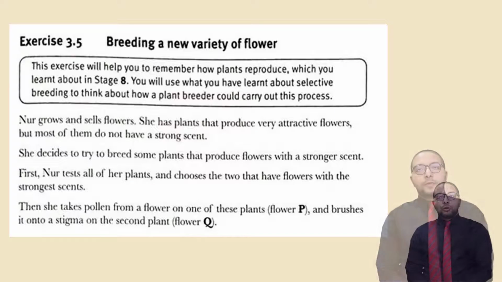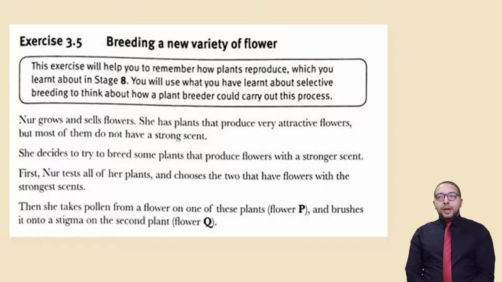this process. Noor grows and sells flowers. She has plants that produce very attractive flowers, but most of them don't have a strong scent. She has decided to try breeding some plants that produce flowers with a strong scent. First, Noor tests all of her plants and chooses the two that have flowers with the strongest scent. Then she takes pollen from a flower on one of these plants, flower P, and pushes it onto a stigma on the second plant, flower Q.